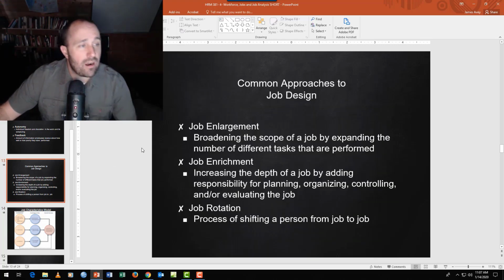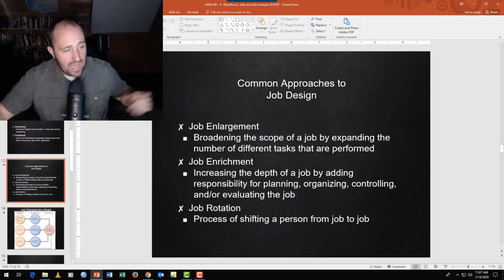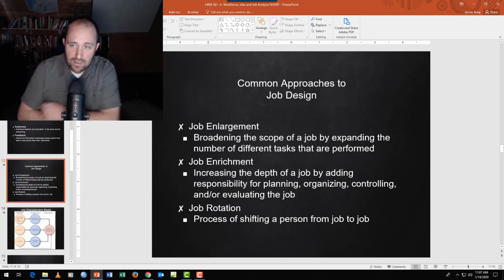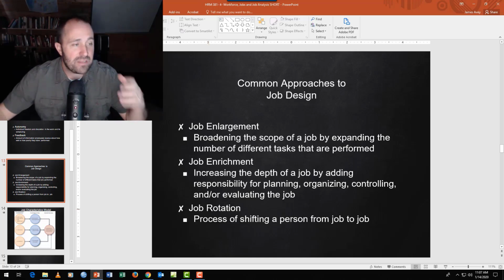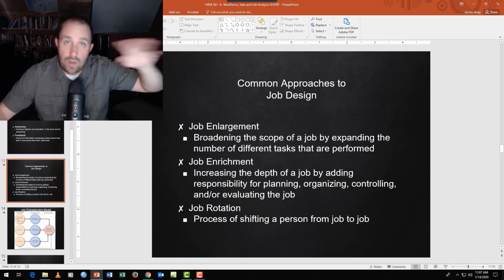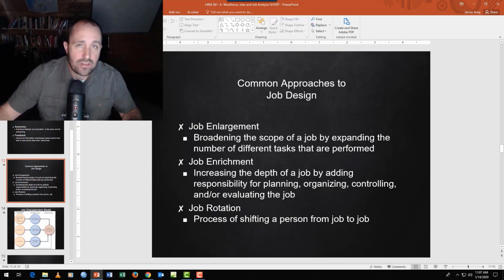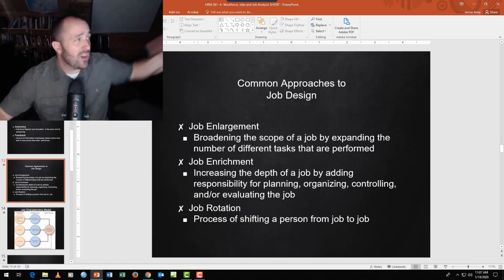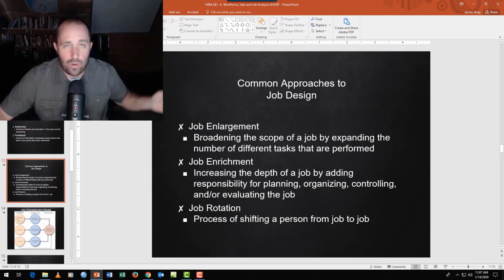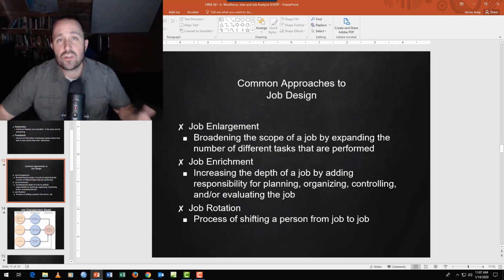So three ways we do that are job enlargement, job enrichment, and job rotation. I've got a lot of stories on this, but it'll take way too long. Something as simple as job rotation is shifting someone around from position to position. There are certain areas you can do that. You can't shift me to go be an accounting professor. It's not going to work. It would be a disaster, right? But there are certain areas you can.